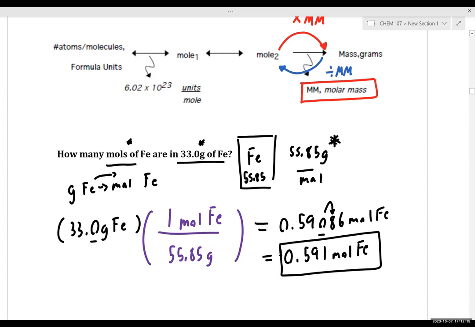Does this make sense to everyone? Any questions on this example? So we're applying this idea of molar mass in gram per mole to convert between the grams of a sample and the moles of atoms or molecules in that sample. Any questions on this part?